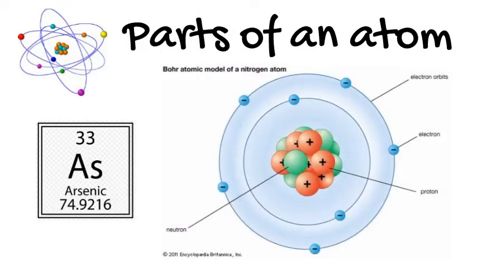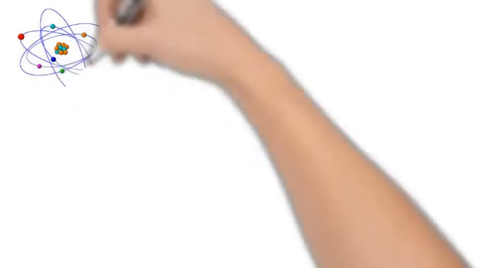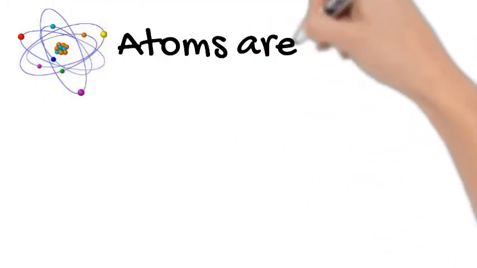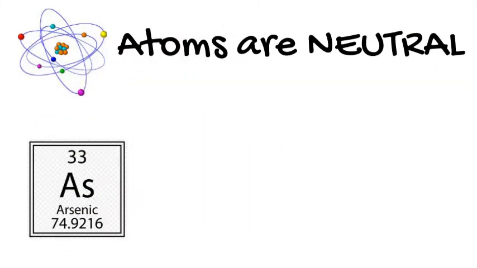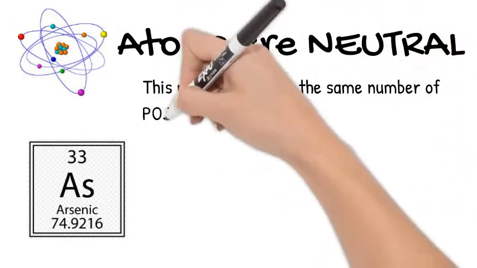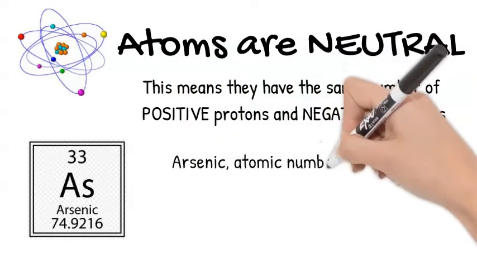Take arsenic, an element on the periodic table. It has the number 33, as you can see here. This tells us that there are 33 protons in the nucleus and also 33 electrons orbiting the nucleus. One important thing about atoms is that they are neutral, and that means electrically neutral. It means they have no charge overall. So for example, looking at arsenic again, it has 33 positive protons and 33 negative electrons. Overall, there is no charge.